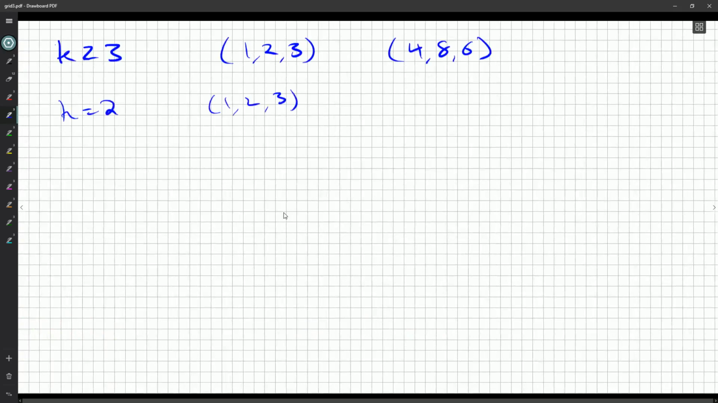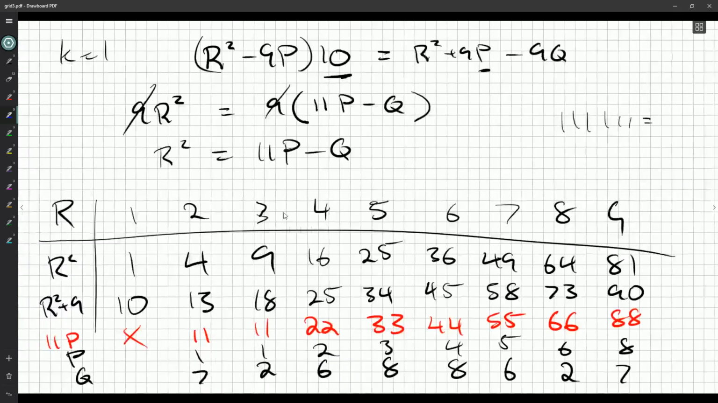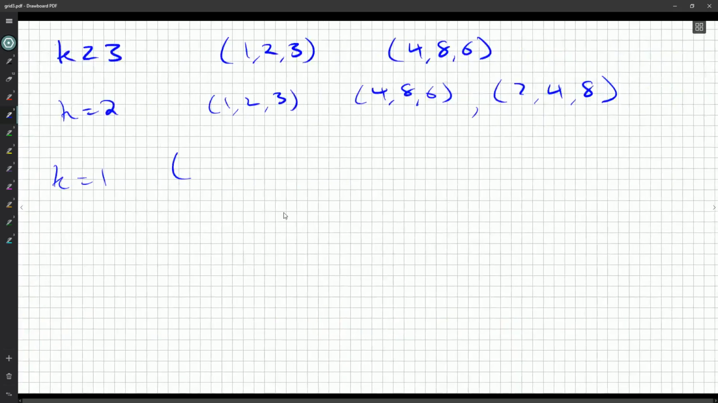So just adding them all up, for k greater than or equal to 3, we have 1, 2, 3 works out, and 4, 8, 6 works out. For k equals 2, we have these guys again, but we also had another one, 7, 4, and 8. And now for k equals 1, we have a whole bunch of them. Basically everything other than r equals 1 gives you 1, so that's 8, and we could answer the question quite quickly there, and I suspect there will be a time crunch, but there isn't one on me right now, so I'm actually just going to list them out.